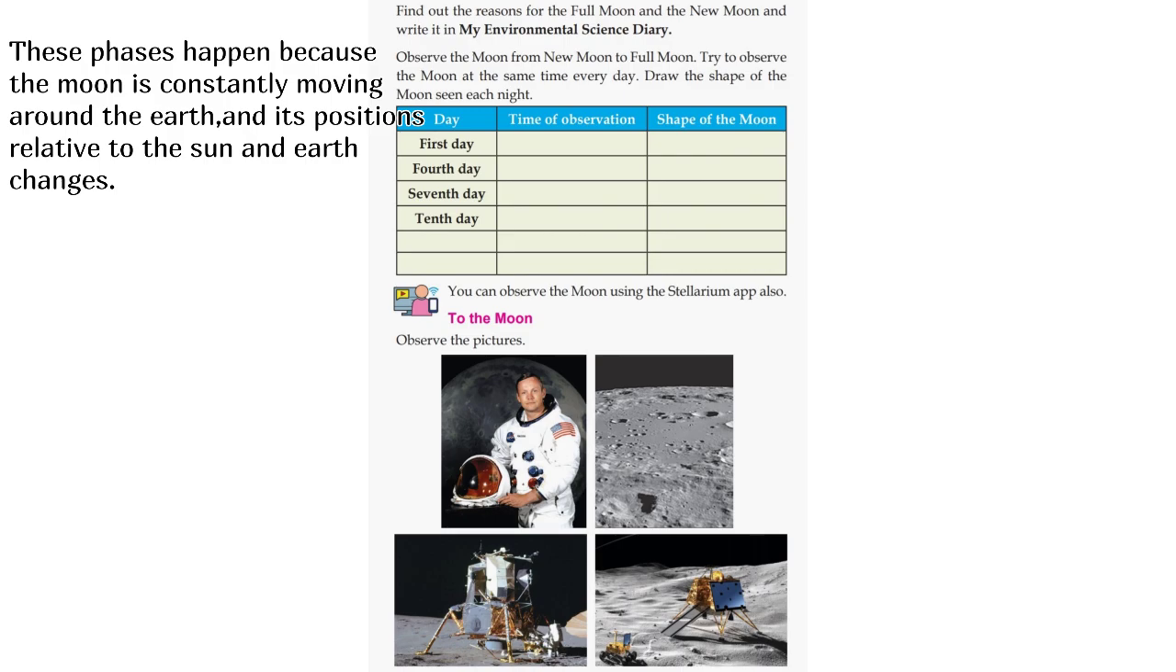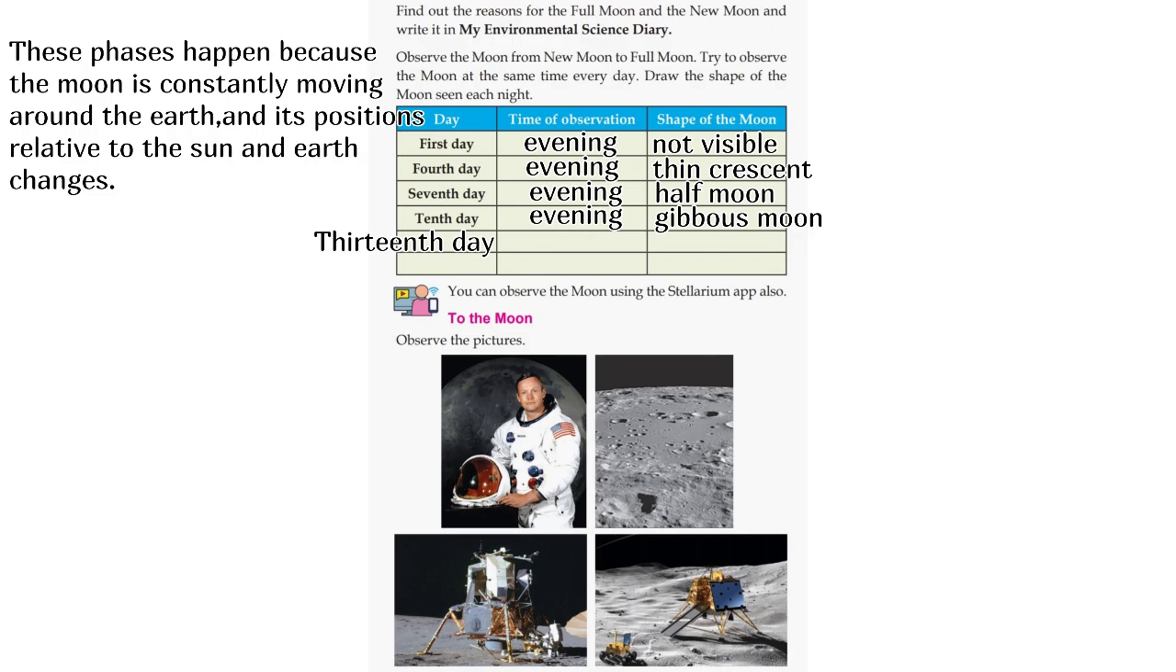First day, evening, not visible. Fourth day, evening, thin crescent. Seventh day, evening, half moon. 10th day, evening, gibbous moon. 13th day, evening, almost full moon. 14th day, evening, full moon. You can observe the moon using the Stellarium app also.